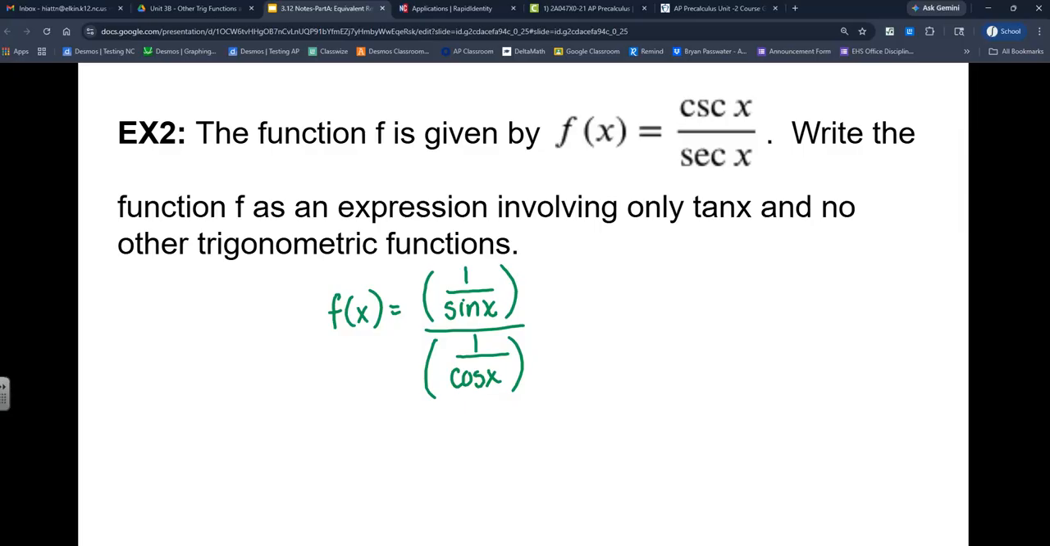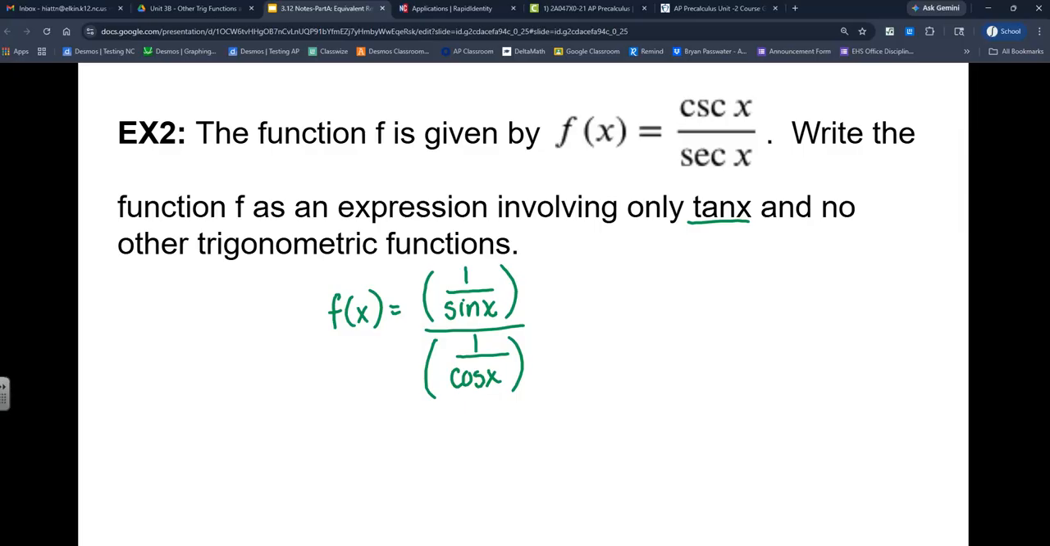Now I need to simplify this because they're telling me f has to be, I can only have a tangent. No, it doesn't mean it equals tangent itself. It could be like 2 times tangent, or tangent x plus 1, or tangent squared. But it can't have sines and cosines in it, right? So I've got a complex fraction here. What do we do when we have a complex fraction?